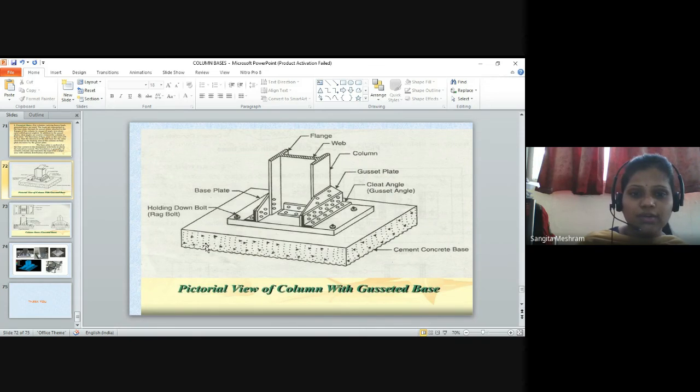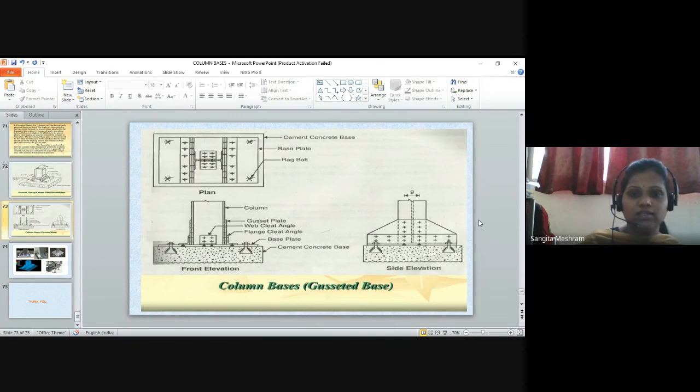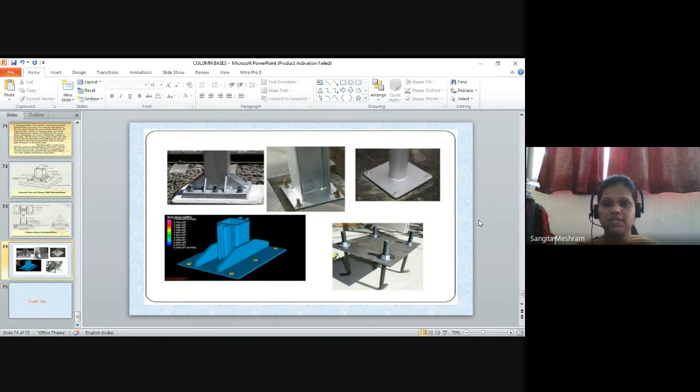This is cement concrete base. This is base plate and the angle section, the column, which consists of this flange, web. It is connected with the gusset plate, cleat angle with the help of bolts. So this type is nothing but called gusseted base. You can see this figure also. This is also related with the gusseted base. Different components are given: column, gusset angle, web cleat angle, flange cleat angle, base plate. This is cement concrete plate. You can see the arrangement.